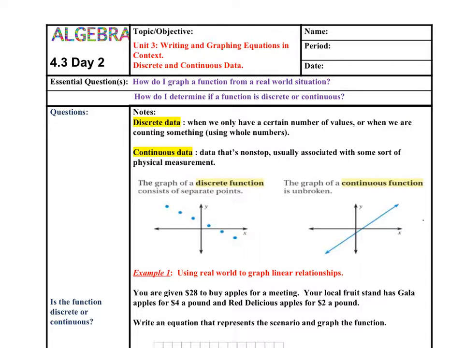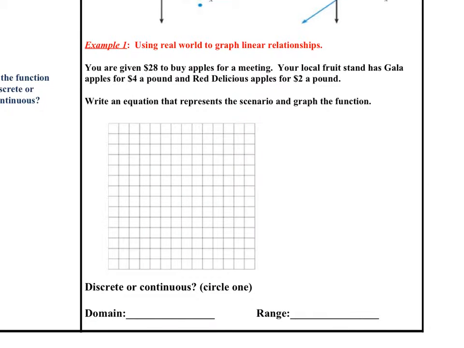So discrete, when you graph it, there'll be separate points. A continuous function will be connected, like you see on these two examples. So it says you are given $28 to buy apples for a meeting. Your local fruit stand has Gala apples for $4 a pound and Red Delicious apples for $2 a pound. So the two variables we have here are the Gala apple pounds and the Red Delicious pounds. We're not counting how many apples we have, we're counting the pounds.